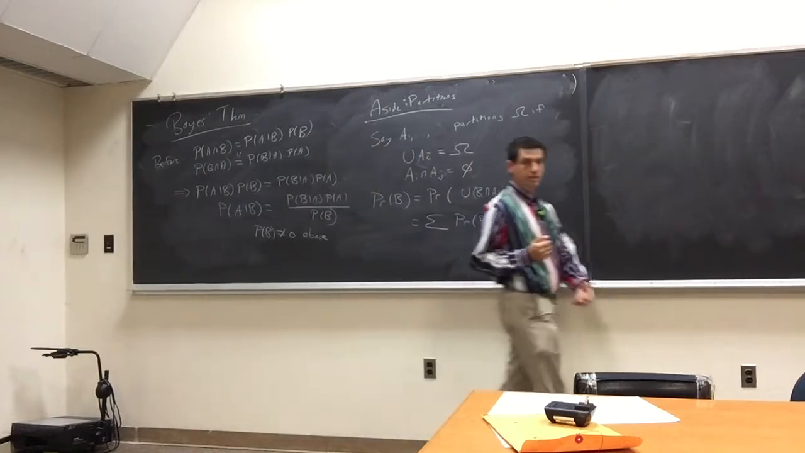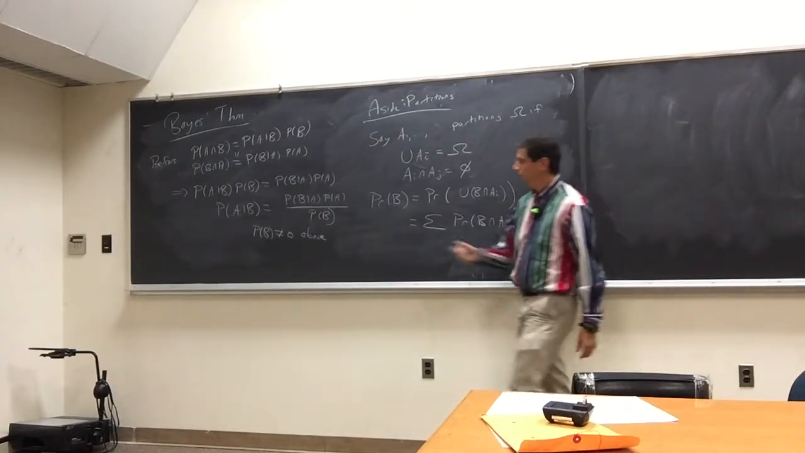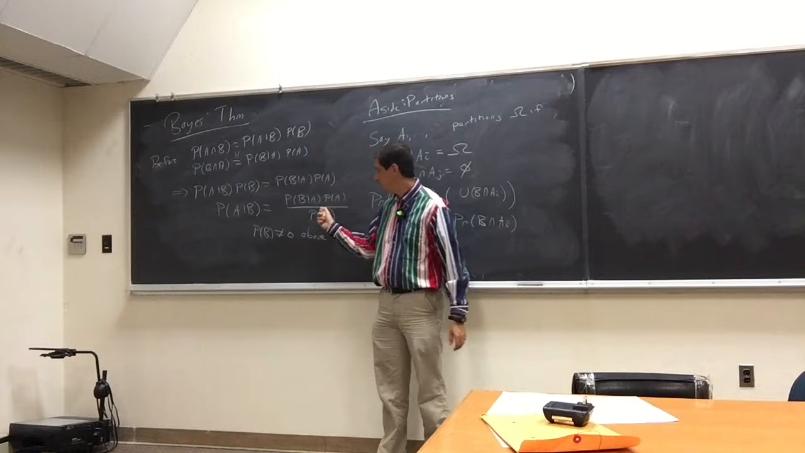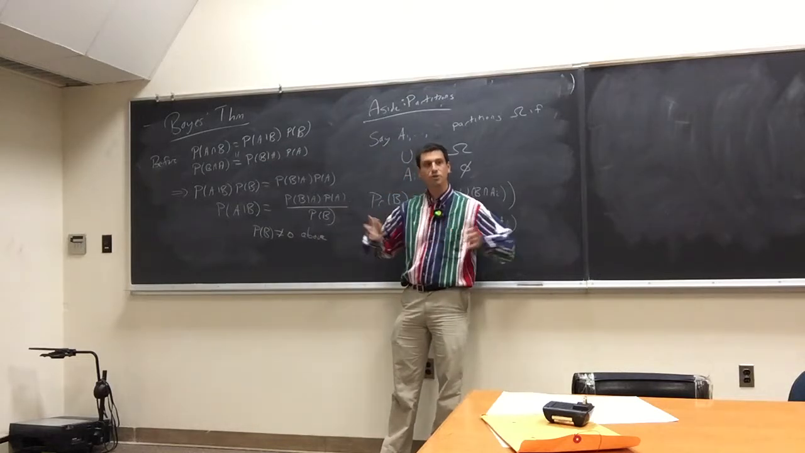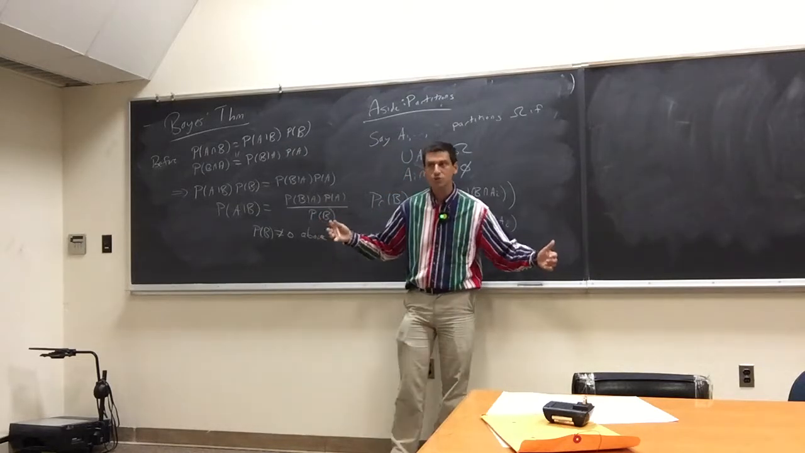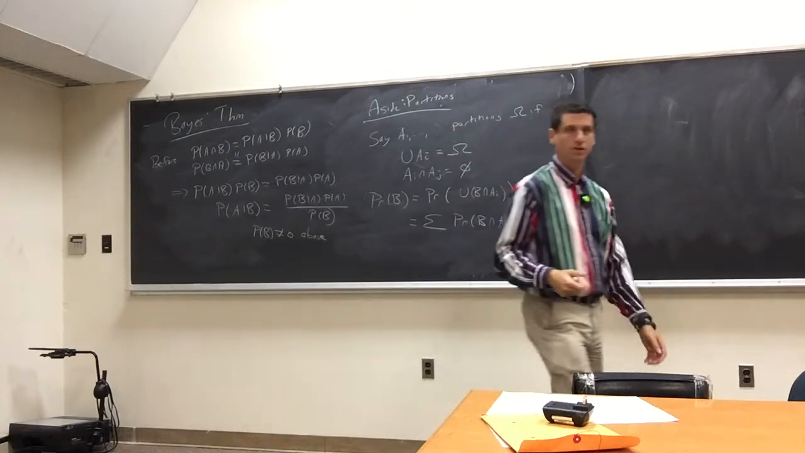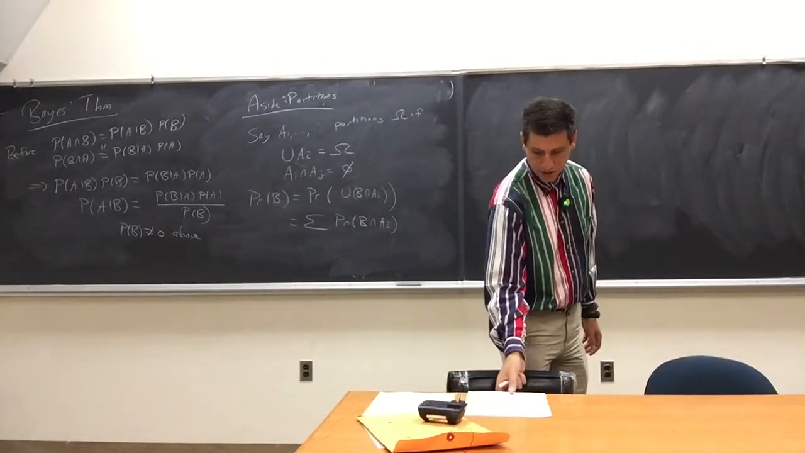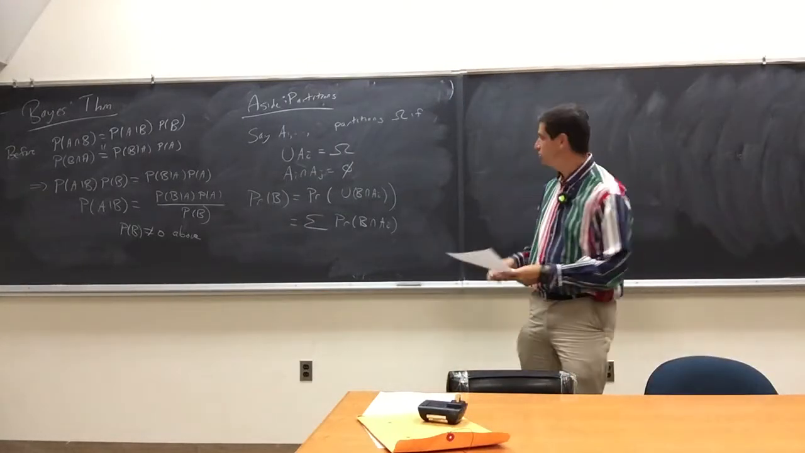So the idea is that frequently, instead of calculating the probability of B directly, I might split B up into a bunch of different disjoint sets, and each one of those might be easier to calculate. So this is the rough idea. And now let's do an example.